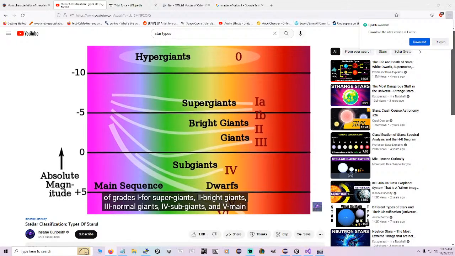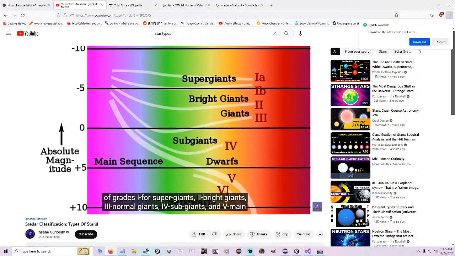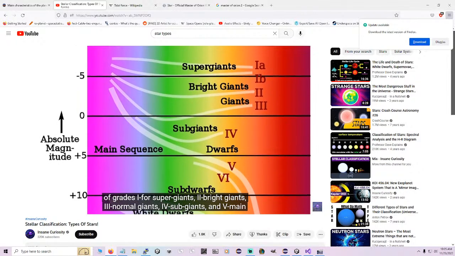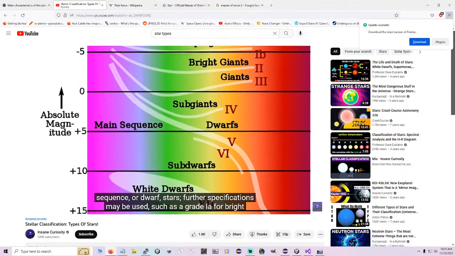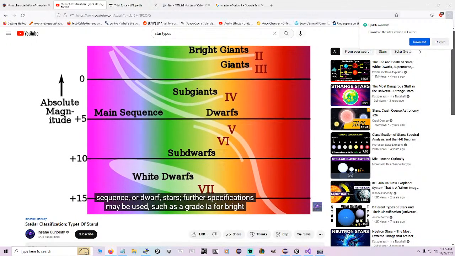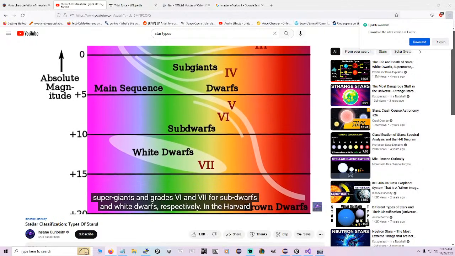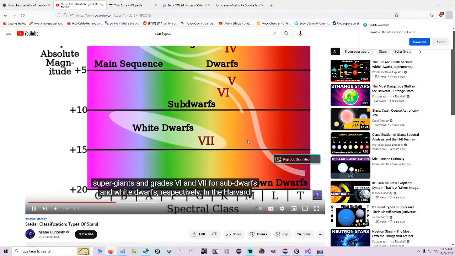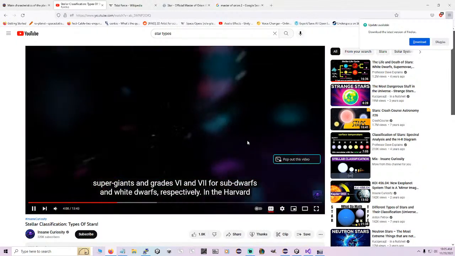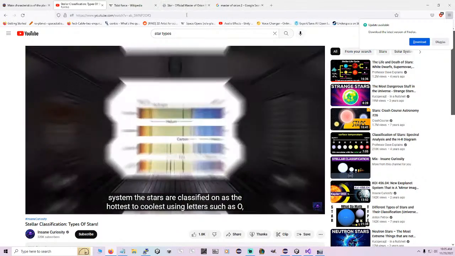scale of grades 1 for supergiants, 2 bright giants, 3 normal giants, 4 subgiants, and 5 main sequence or dwarf stars. Further specifications may be used, such as grade 1A for bright supergiants and grades 6 and 7 for subdwarfs and white dwarfs, respectively.